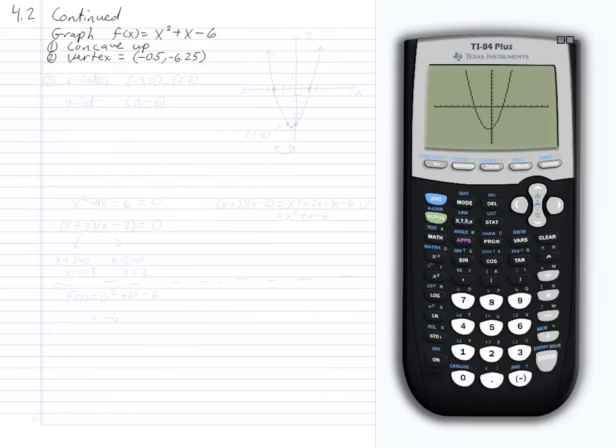Alright, well so far we know it's concave up and we know the vertex. So we could actually start trying to graph this parabola. Our vertex, negative 1, 2, 3, 4, 5, 6, and negative 1 would put us right about there, just a little bit below 6 and a little to the left of the y-axis.